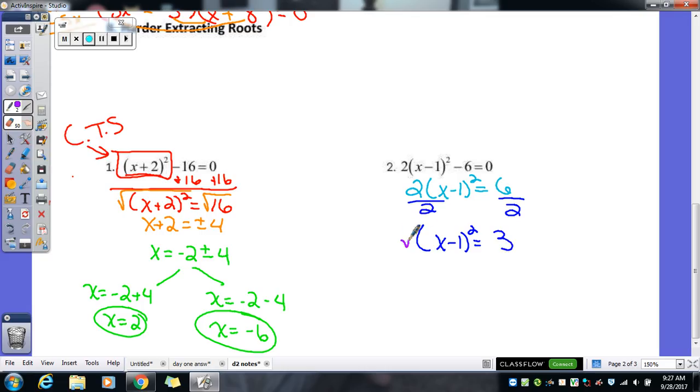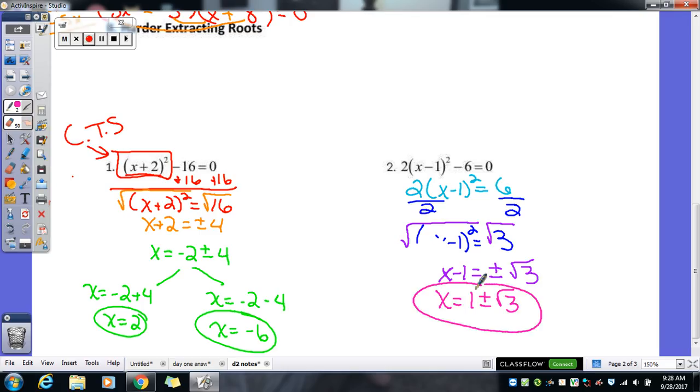And so now we want to take the square root. So we got x minus 1 equals plus or minus the square root of 3. So then add our 1 over, and we get 1 plus or minus radical 3. That would be our final answer.